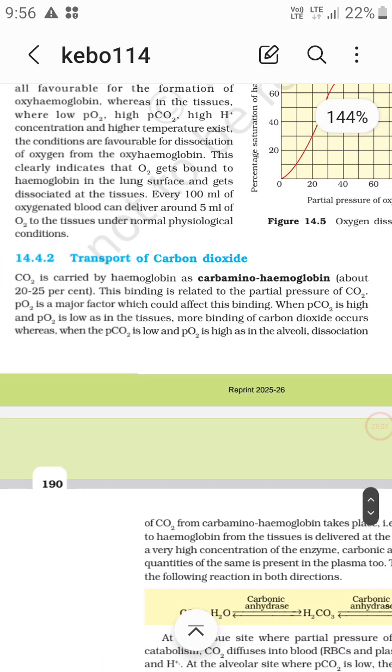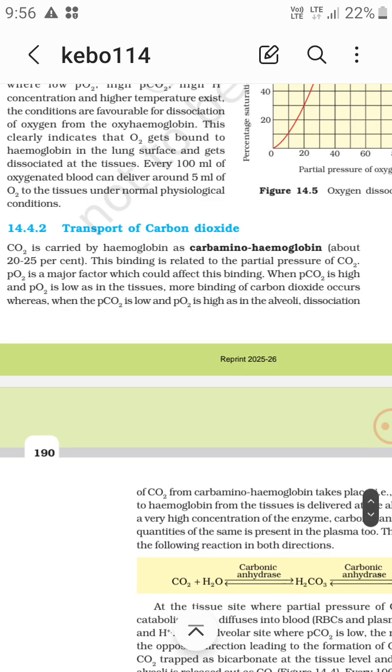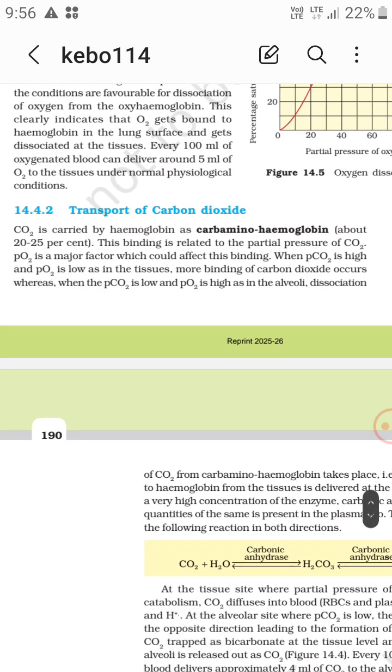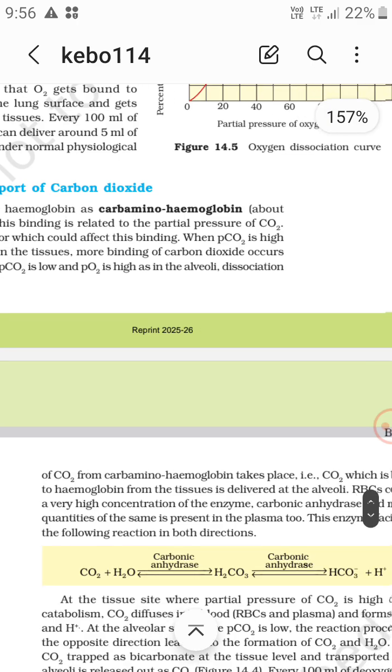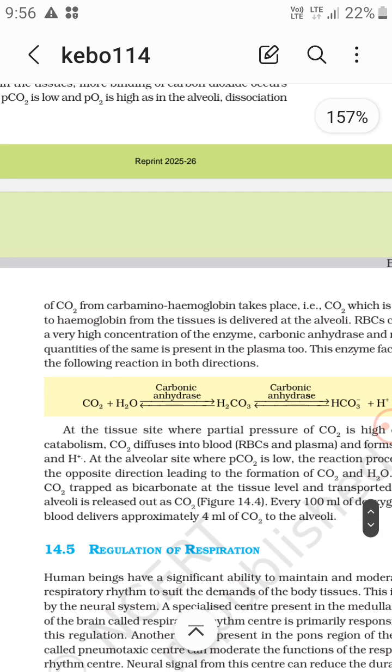Now transport of carbon dioxide. CO2 is carried by hemoglobin as carbaminohemoglobin, about 20 to 25%. This binding is related to the partial pressure of CO2. PO2, the partial pressure of oxygen, is a major factor which could affect this binding. When PCO2 is high and PO2 is low, as in the tissues, more binding of carbon dioxide occurs, whereas when PCO2 is low and PO2 is high, as in the alveoli, dissociation of CO2 from carbaminohemoglobin takes place.